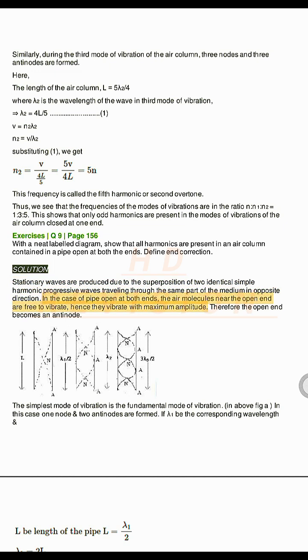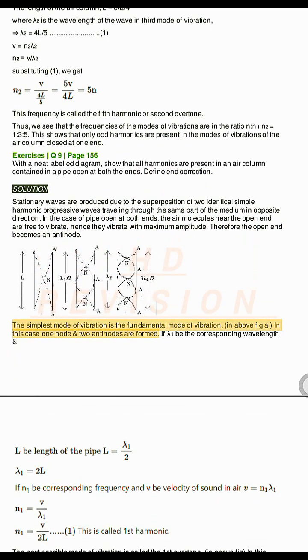In the case of a pipe open at both ends, the air molecules near the open end are free to vibrate, hence they vibrate with maximum amplitude. Therefore the open end becomes an antinode. The simplest mode of vibration is the fundamental mode of vibration. In above Fig. A, in this case one node and two antinodes are formed.